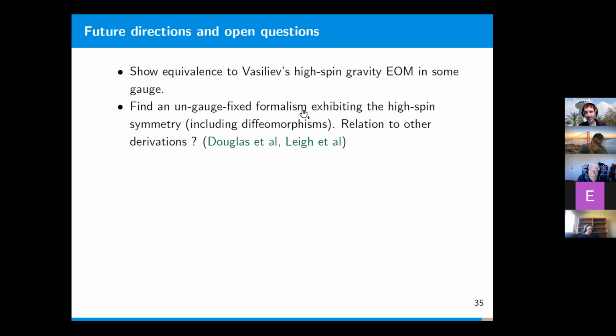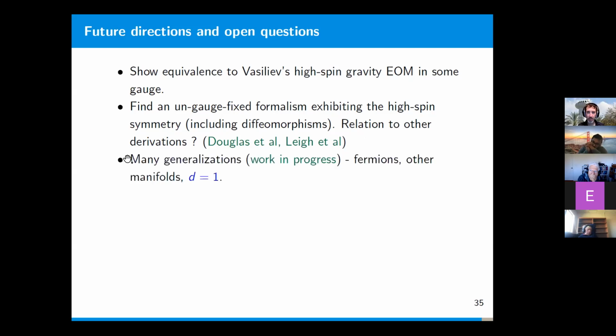Again, our theory just lives on a fixed AdS space, and it has the massless spin-2 modes that we know should make it into a consistent theory of gravity, but it would be nice to explicitly show that putting these two together gives us a diffeomorphism invariant theory. It would be nice to also relate our derivation to other derivations that were previously done in somewhat different languages. There are many possible generalizations, some of which we're working on.